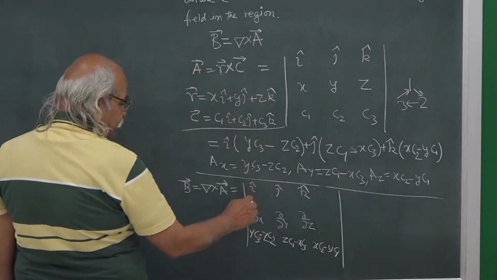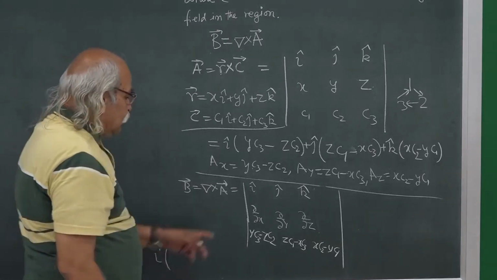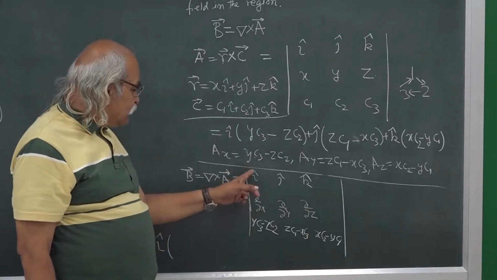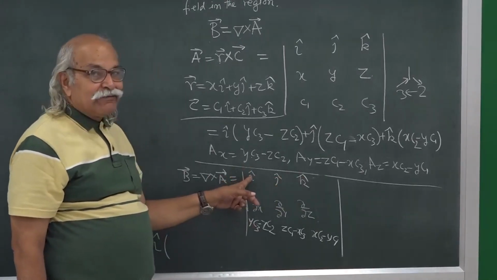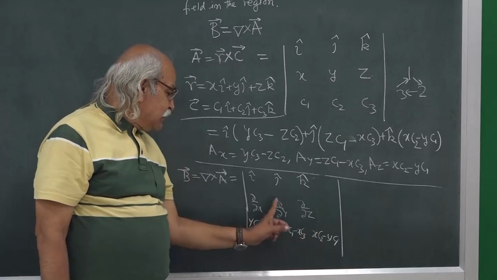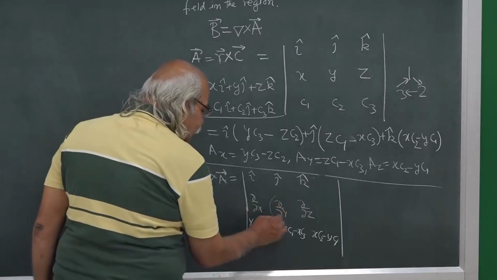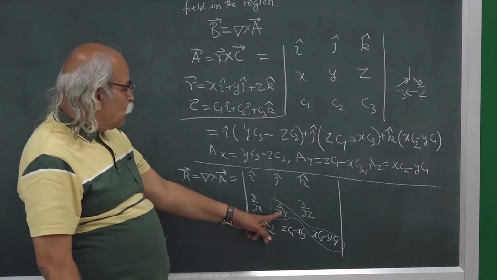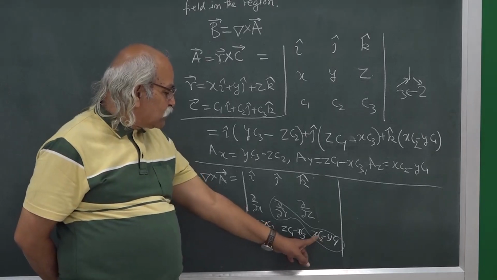So let us evaluate. Start with i cap. How do we open this determinant? We first write this i cap and then mentally omit the row and the column containing i cap. Mentally omit these two. Then you are left with this and this. Then del/del y of this minus del/del z of this. So how much is del/del y of this? Just think of this. Differentiate with respect to y. No y here, no y here. So this term gives you 0.